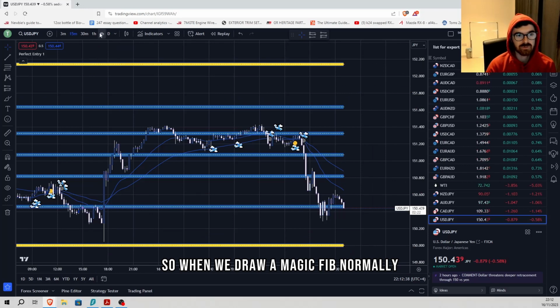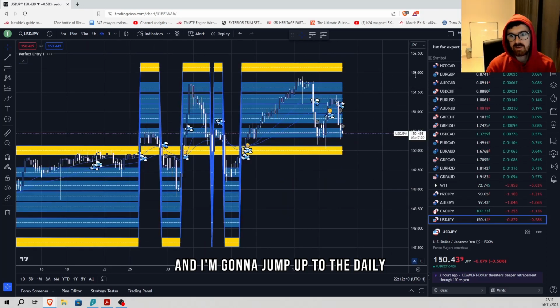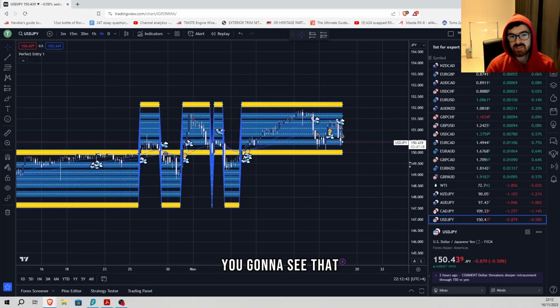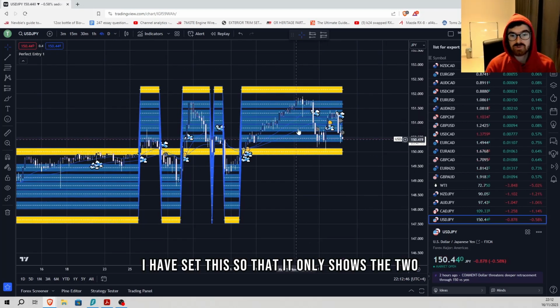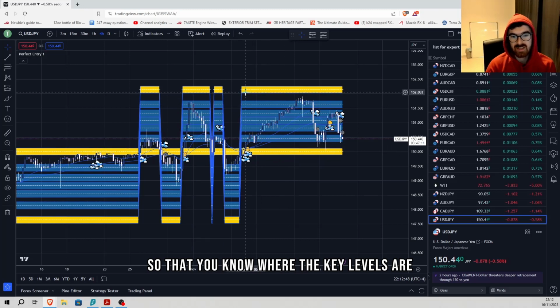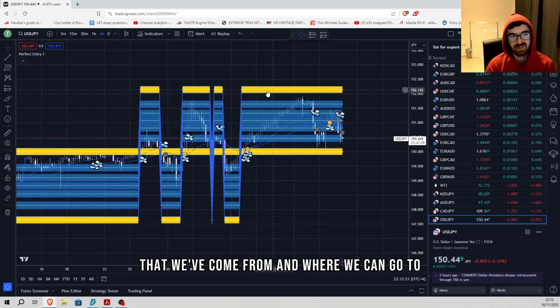So when we draw a magic fib normally, and I'm going to jump up to the daily, to a higher time frame, you're going to see that there should be more bounds. I have set this so that it only shows the two we're between, so that you know where the key levels are that we've come from and where we can go to.